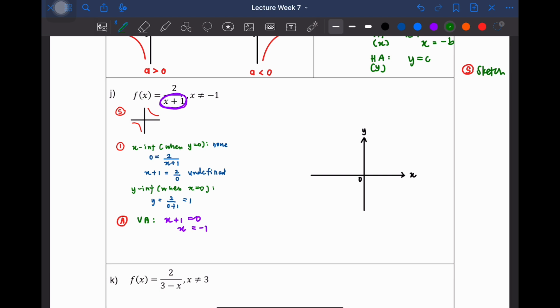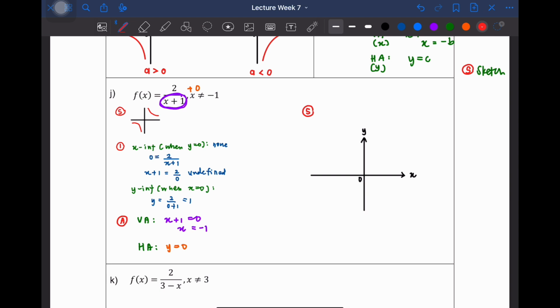Okay, and then for horizontal asymptote, senang. Horizontal asymptote ambil sahaja nilai di belakang. So dekat belakang ni kita tak ada apa-apa. So maksudnya dia adalah plus 0. So means that horizontal asymptote kita adalah y equal to 0. Okay, settle. So jom kita sketch kita punya graph.